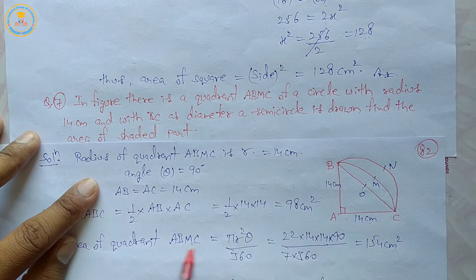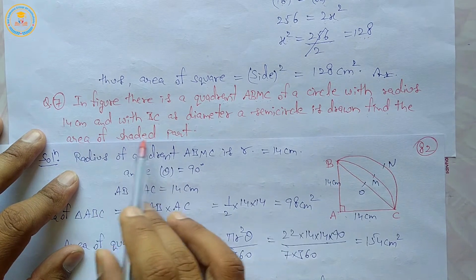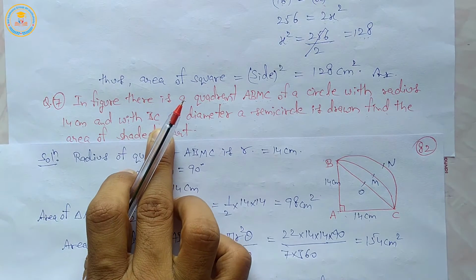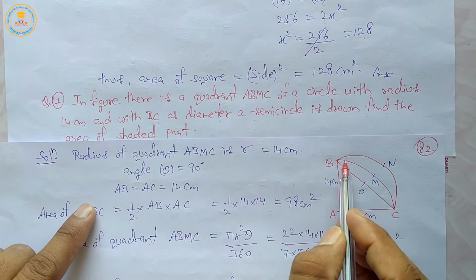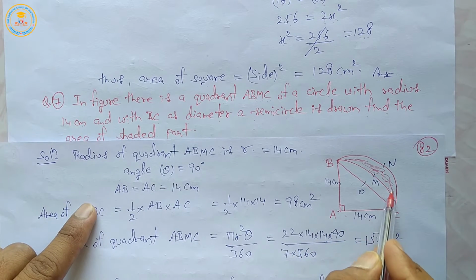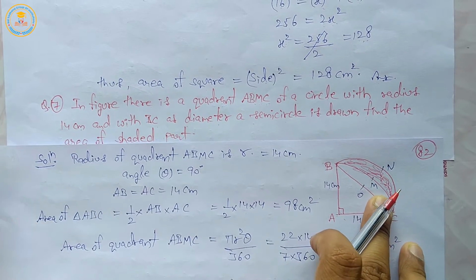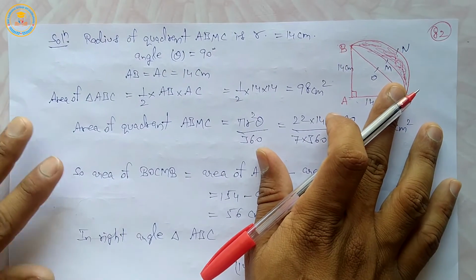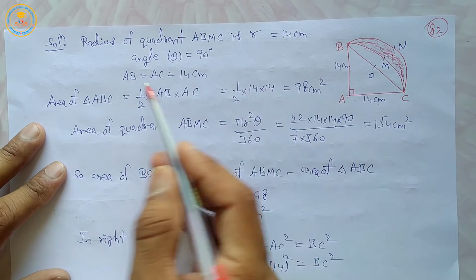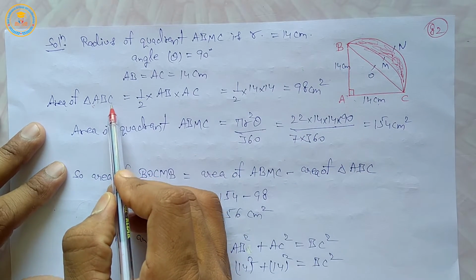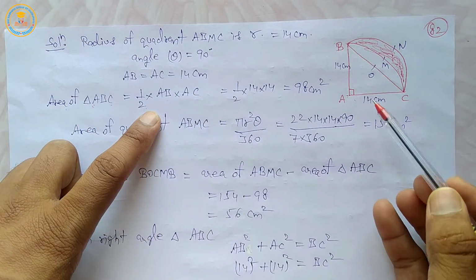Then first we find the shaded part. The shaded part means that one. We calculate the shaded portion. Now first we calculate the area of triangle ABC. We know that the area of a triangle is half base into height.